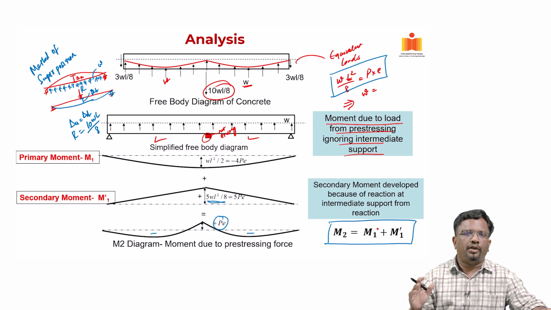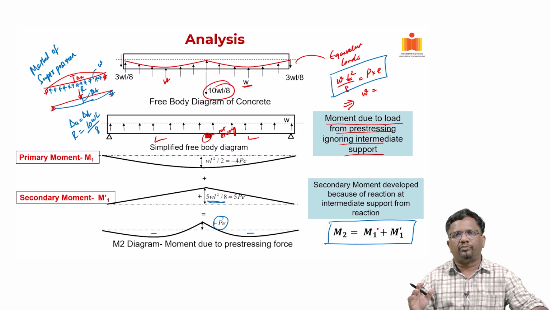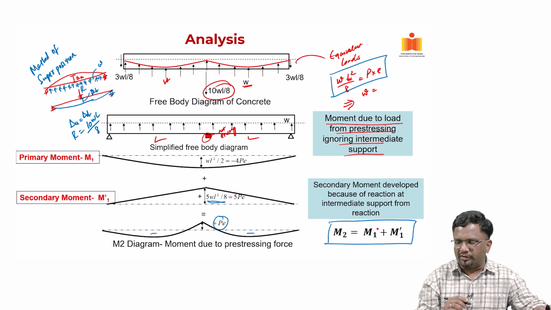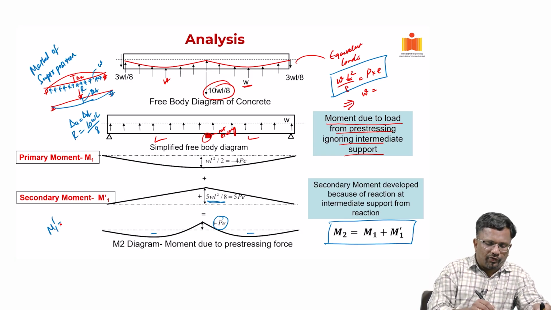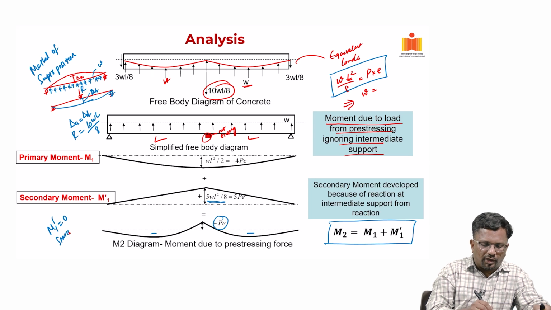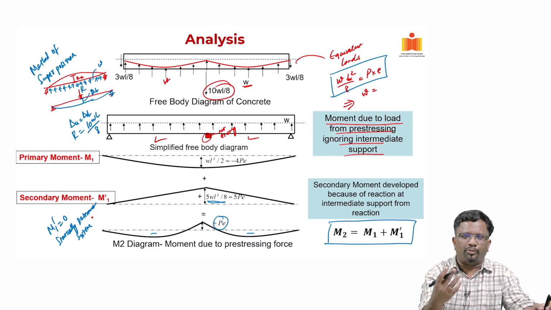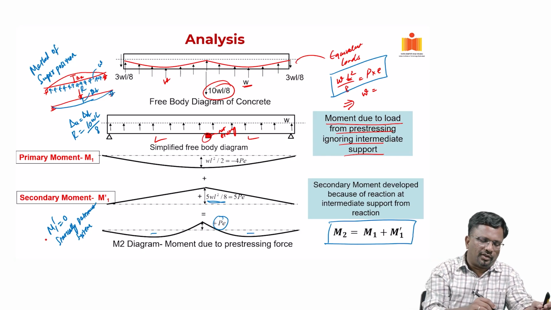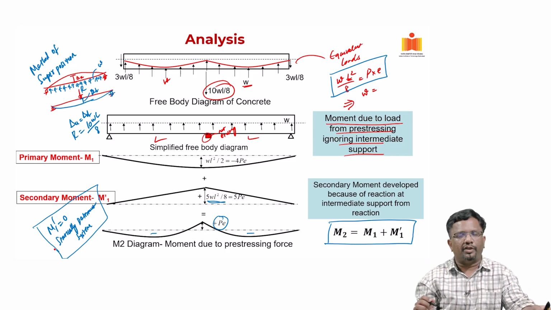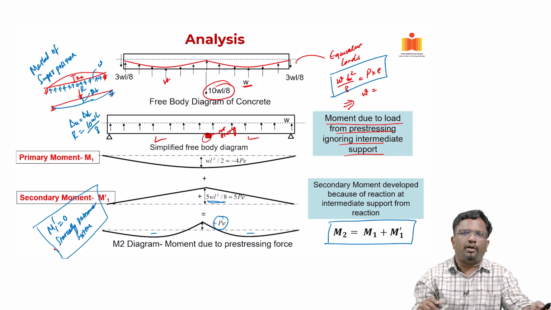So M2 is the moment that is coming from secondary moment. Now for a statically determinate system, M1 prime is going to be 0. Because this is a simply supported beam, when we do the pre-stress, it's free to lift up, there is no support in between to hold it down, right. So that is why we never develop M1 prime in a statically determinate system. M1 prime will come only when you have indeterminacy or a continuity in the pre-stressing beam.